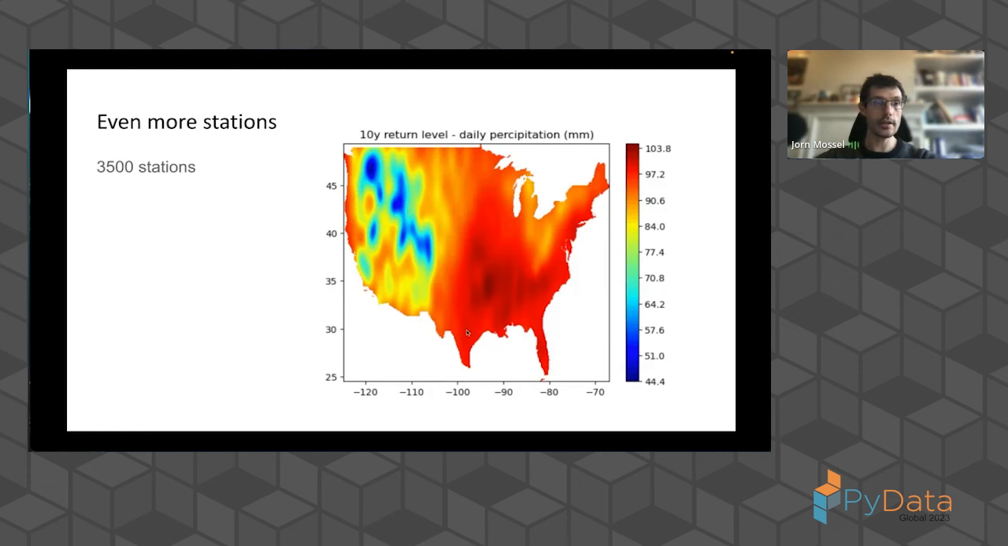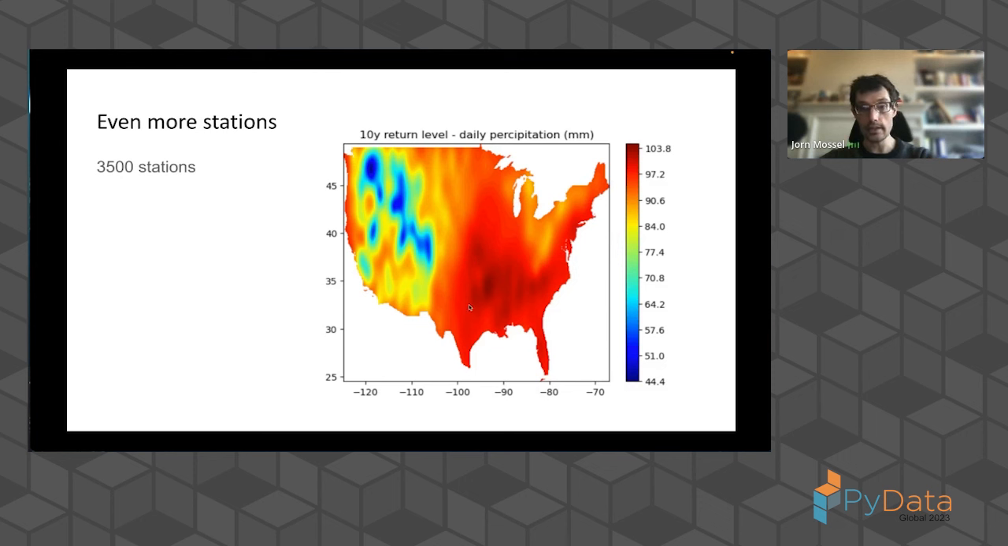This is slightly different code, but the same ideas as before. I ran this with 3,500 stations in the United States. I haven't depicted the various locations, but they're somewhat spread out. But with the Gaussian process prior, I can also make predictions for points where I have no data. So I can make this grid as fine as I want.